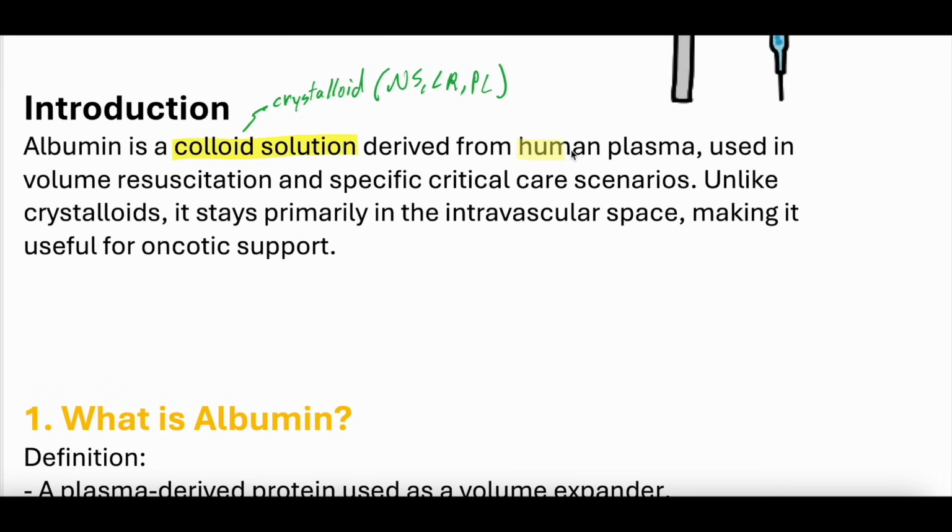It is derived from human plasma, where they harvest the albumin protein, and it's used in volume resuscitation and specific kinds of critical care scenarios, as well as other specific pathophysiologic scenarios that we'll talk more about. Unlike crystalloids, at least initially, it tends to stay in the intravascular space. We'll talk more about that. And that's because of its oncotic pressure, the oncotic pressure from the albumin itself, something we'll talk more about.